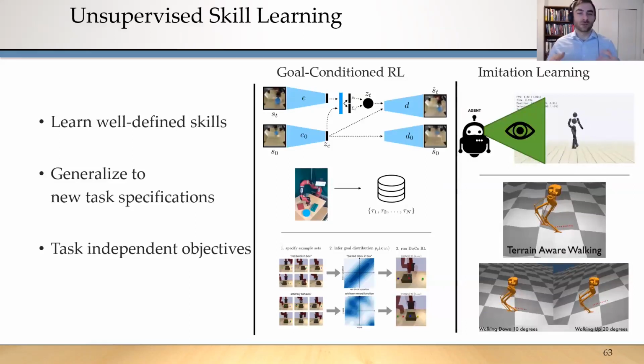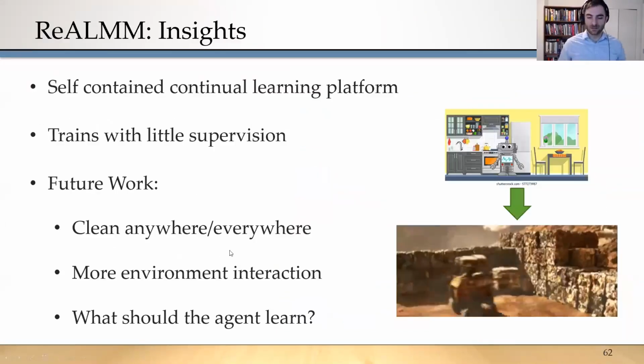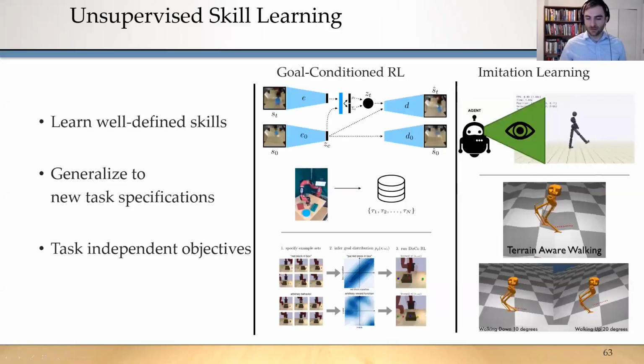So this gets into one of my next areas of research that I've been working in for a while. I really want agents to learn very well-defined skills. What I mean by that is, we don't want agents that are basically learning for very specific tasks or very specific reward functions. I really want agents that are able to develop these really sophisticated and well-defined skills. So one example of this that I can show here on the top is a type of goal-conditioned reinforcement learning.